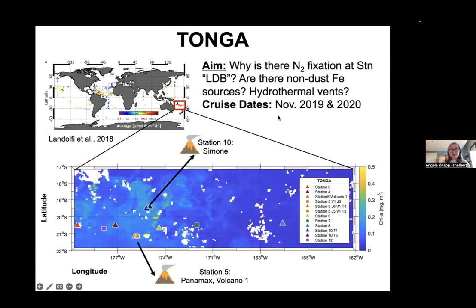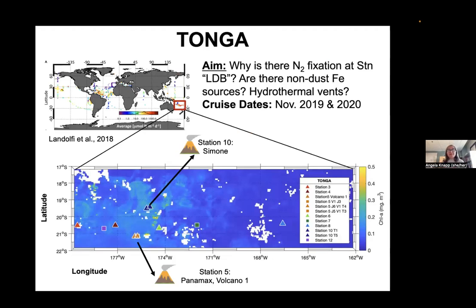a few years later in a project that they're calling Tonga. And the results of this are coming out this year. And so one of the things that they wanted to understand was, what are the sources of iron supporting these really high rates of nitrogen fixation here? And when they were on the previous cruise in the Outpace project, they thought they detected signals of shallow hydrothermal vents supporting or supplying iron to the euphotic zone.